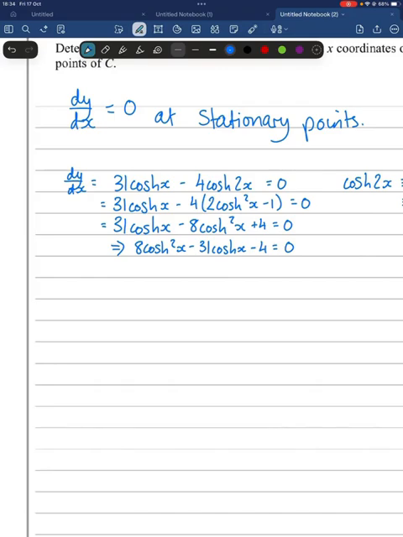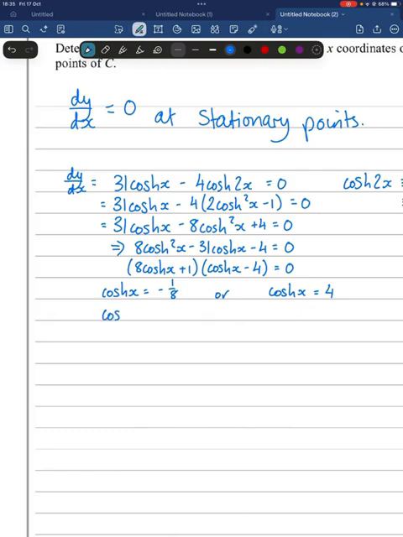Now we can just use the quadratic solver on our calculator, and we get 4 or negative an eighth. So instead of just writing cosh x equals 4, cosh x equals negative an eighth, we'll just pretend we've done the work and factorized it. If we get values of 4 and negative an eighth, the brackets are going to be, for negative an eighth, 8 cosh x plus 1, and then cosh x minus 4 equals 0. So we just factorized it. So now we can say that cosh x is equal to negative an eighth, or cosh x is equal to 4.